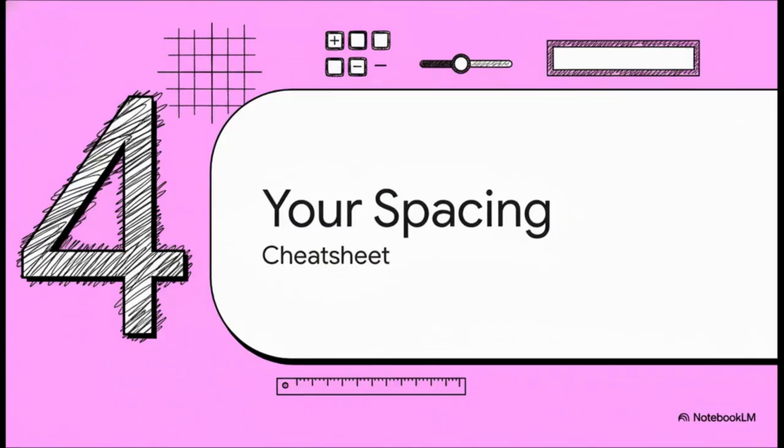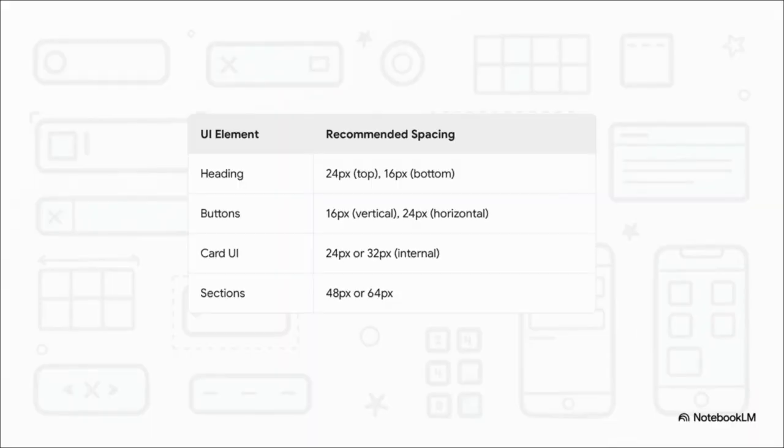So, how can you start using this right now? To make it super easy for you, here's a quick cheat sheet with some really solid starting points for the most common UI elements you'll be working with. So for a heading, try using 24 pixels of space above it and maybe 16 pixels below. For your buttons, a padding of 16 pixels vertically and 24 horizontally is a really great combo. Inside a card UI, 24 or 32 pixels usually works beautifully. And when you're separating bigger sections of your page, go for something larger, like 48 or 64 pixels. These are just fantastic, super reliable starting points.